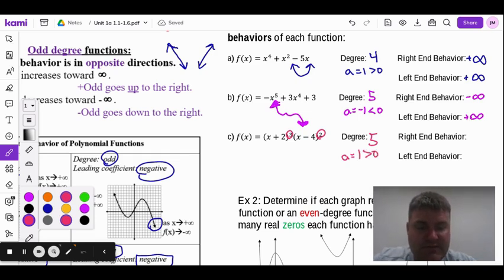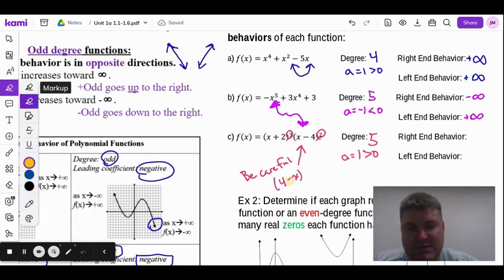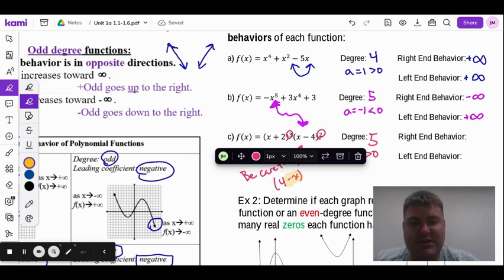which is positive. Be careful. For some reason, I have 4 minus x instead. That's actually going to be a negative x right there. So we just need to be careful in this situation. So that'd be a negative x, so that would change the a value to be negative.